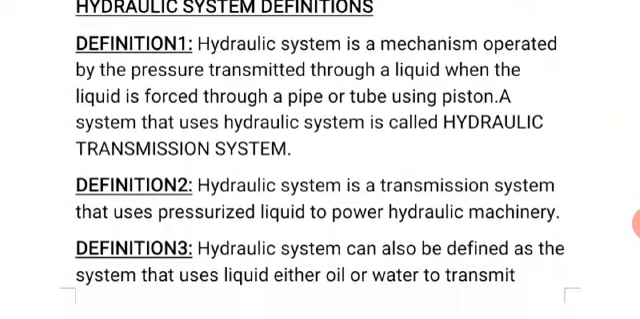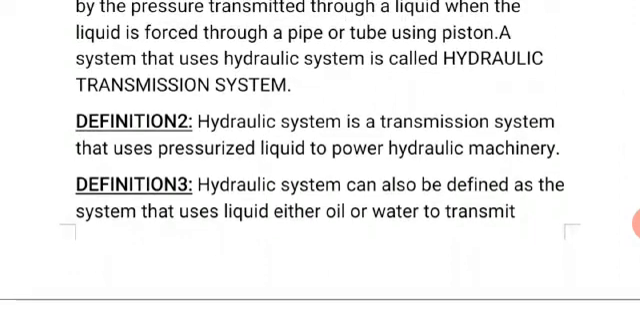The number two definition: hydraulic system is a transmission system that uses pressurized liquid to power hydraulic machinery. So this second definition is almost similar to the first one. It also makes us realize that whenever liquid is pressurized, it causes power to be transmitted, and it is this transmitted power that hydraulic machinery now uses to do work, and that is the second definition.